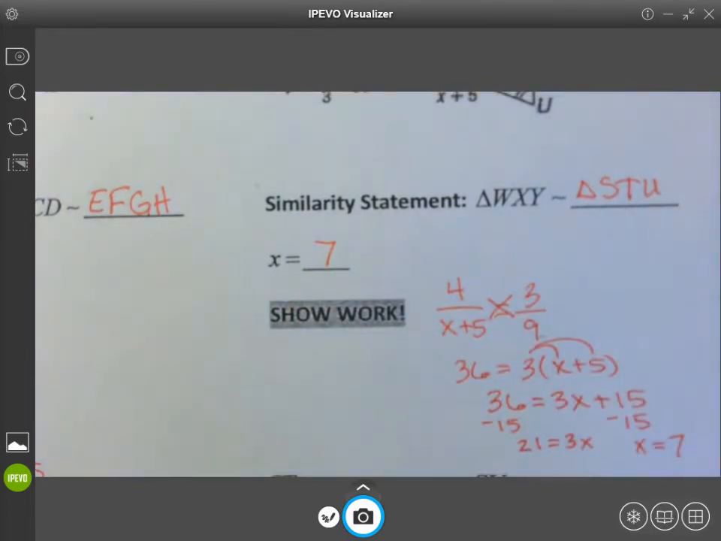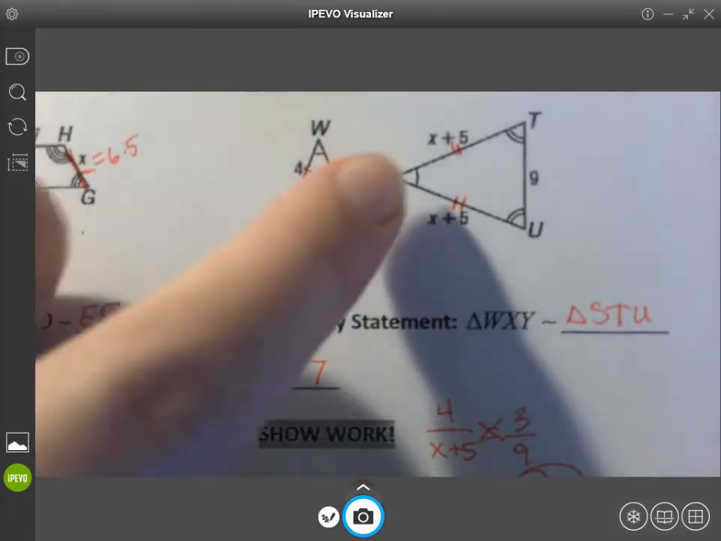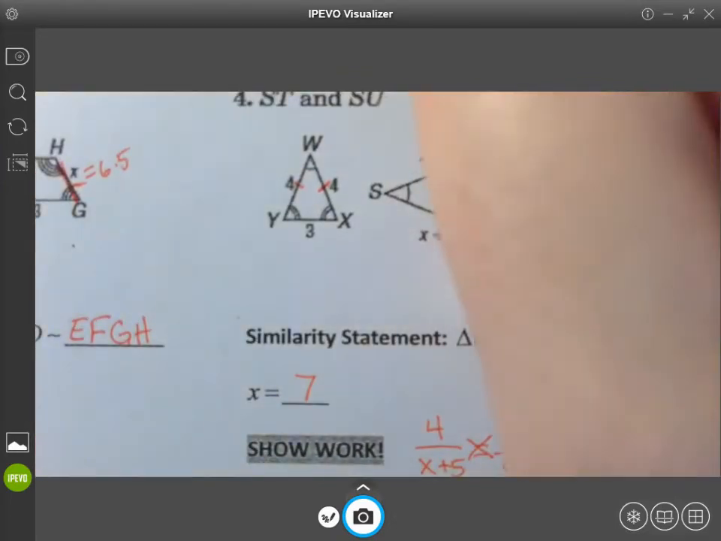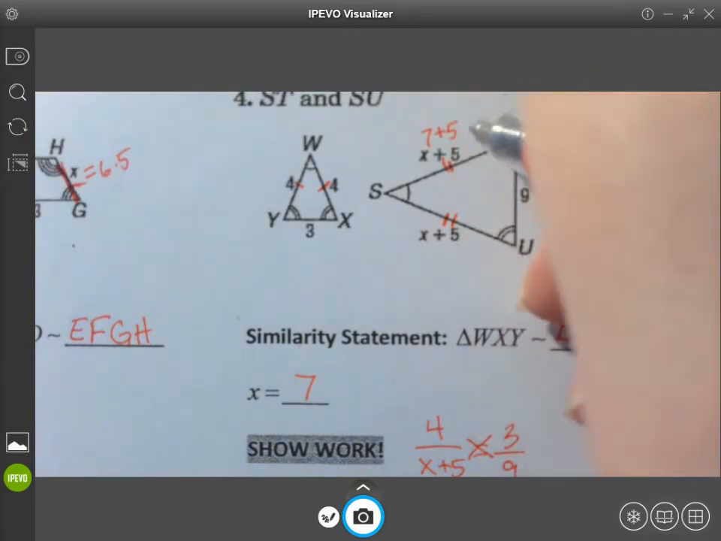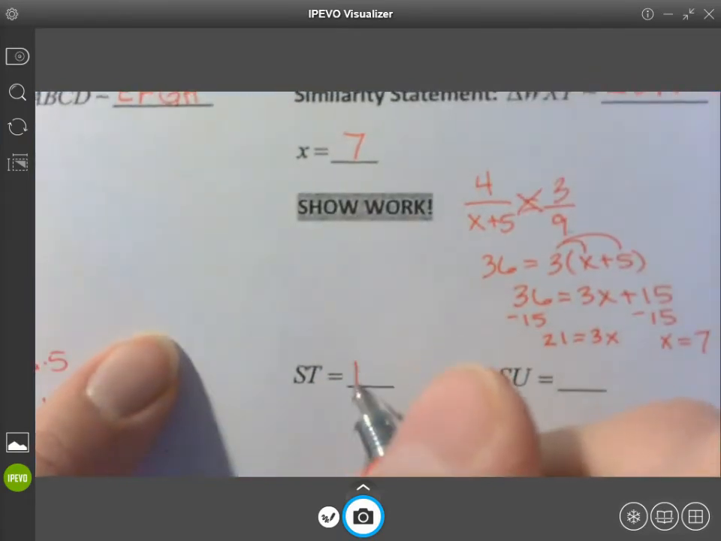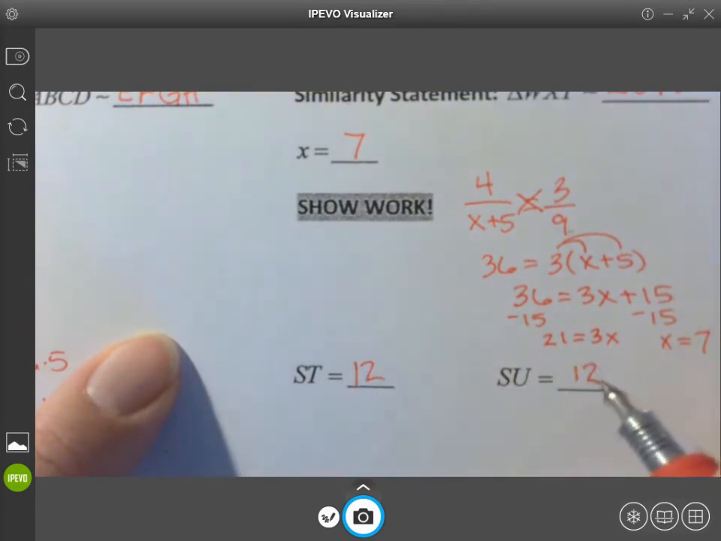I need to find ST. Well, I'm going to come back to my figure. ST is x plus 5, so 7 plus 5, and what do I get? 12. And this is also 12. So ST is 12, and SU is 12.